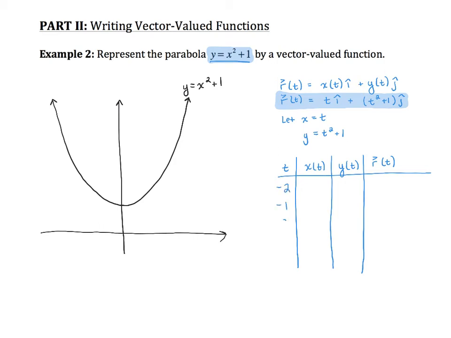Yeah, we'll just do these values for t. So when t is -2, x of t, which is just t, is -2. And then y of t, which is t squared plus 1, would be 5. So that gives us the vector, right? So basically r of -2 will be -2 i hat plus 5 j hat.